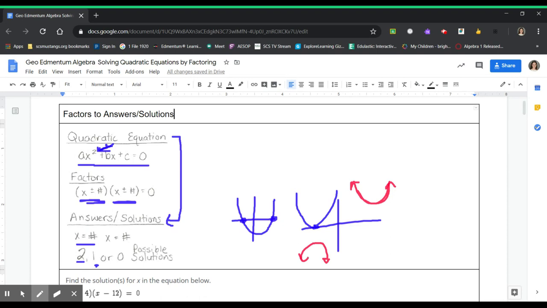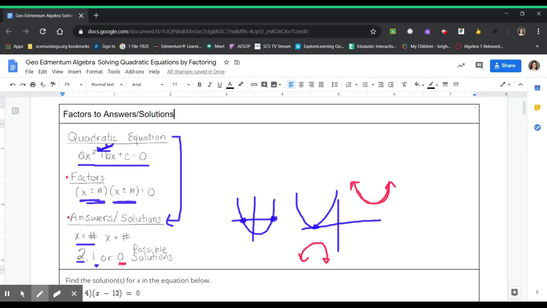So basically your parabola does not touch, and these parabolas could be anywhere in the coordinate plane. It doesn't have to just be facing up. It could also face down and do all kinds of different things. But those are the possibilities that we have for answers. Most of the time, if they give us a quadratic equation and ask us to solve, we're going to have to factor in order to get our answers.